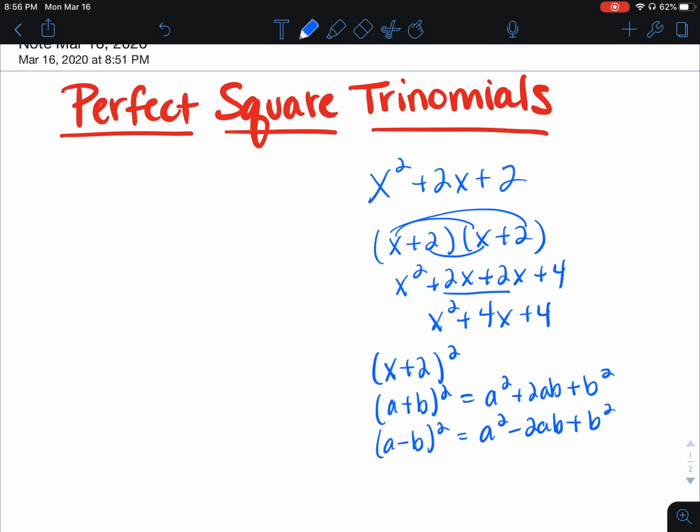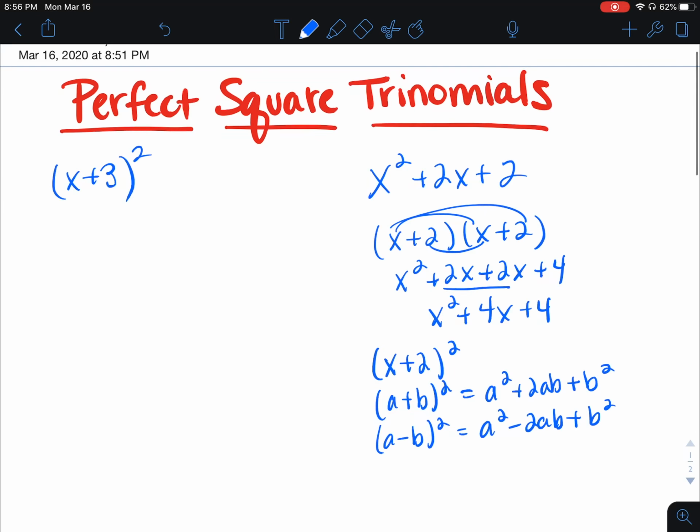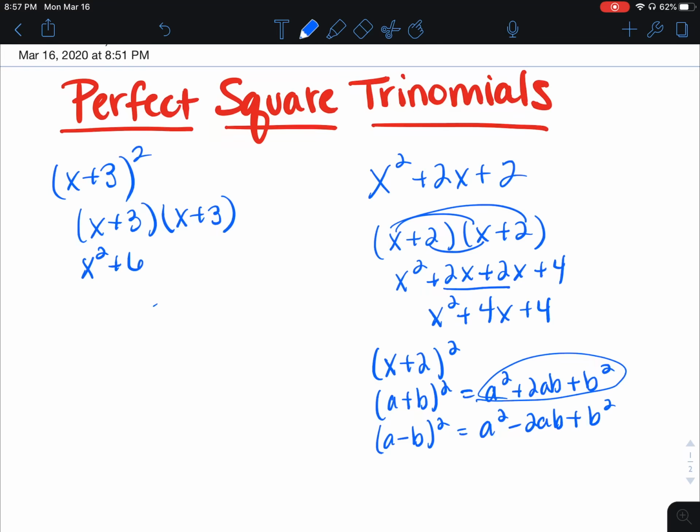That means we're taking the same binomial, this is a binomial, and we're multiplying it by itself. So we have x plus 3 times x plus 3, and it follows this pattern here, a squared plus 2ab plus b squared. What I mean by that, let's look. If I multiply this out, this is going to end up equaling this.